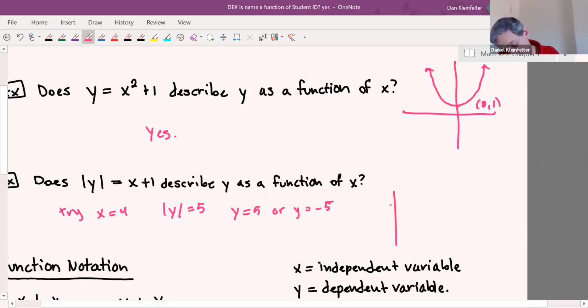So if we were to write out the table for this, we could have an x of 4. You would have a y value of 5 and a y value of negative 5. In other words, the x repeats. So no, y is not a function of x.